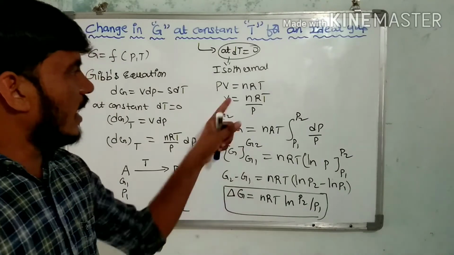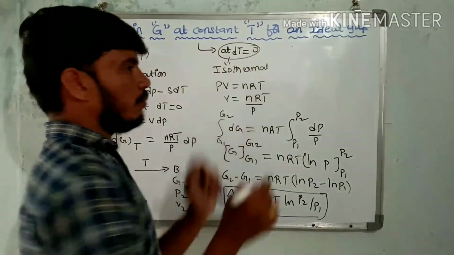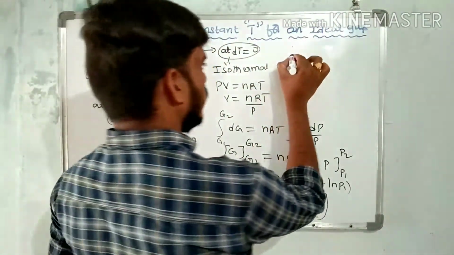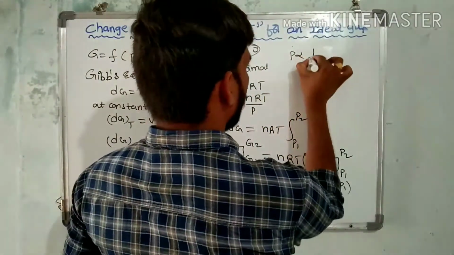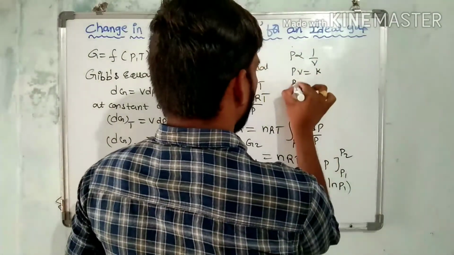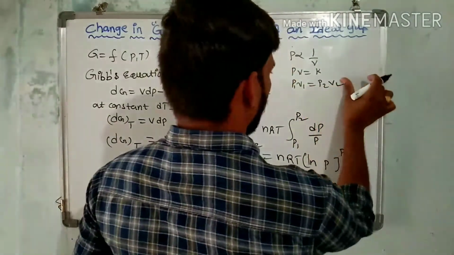Now for an ideal gas, PV is equal to nRT at constant temperature. At constant temperature, in an ideal gas, P is inversely proportional to volume. It means PV is equal to a constant. So P1V1 is equal to P2V2.